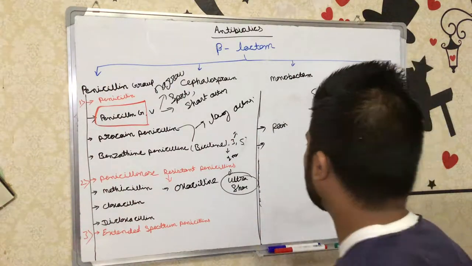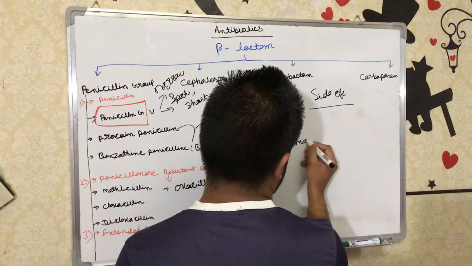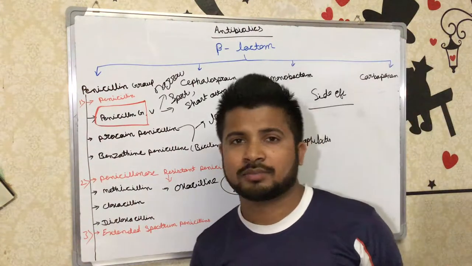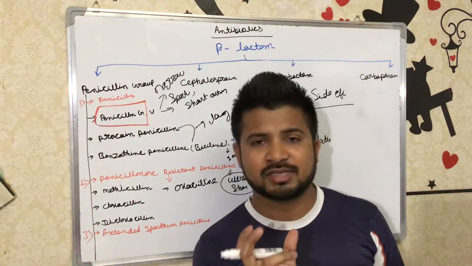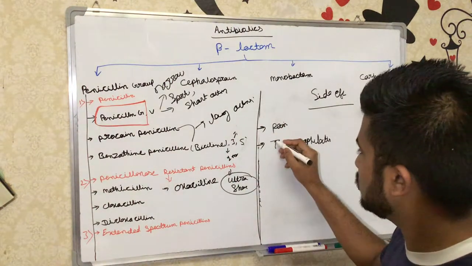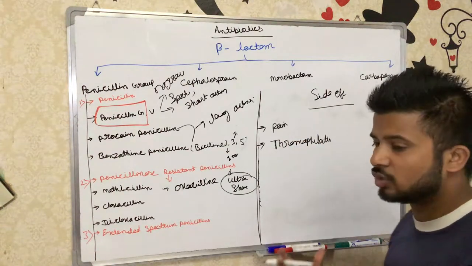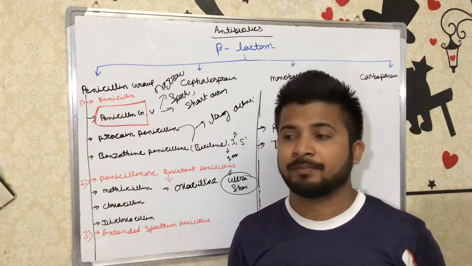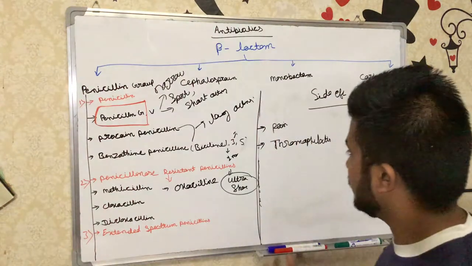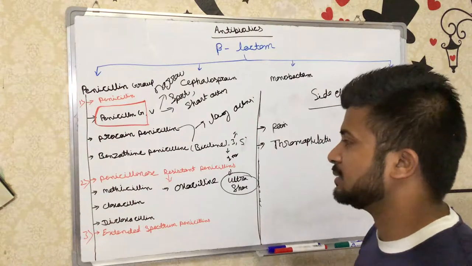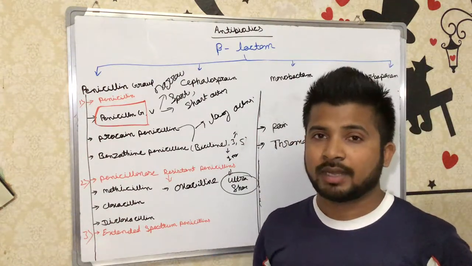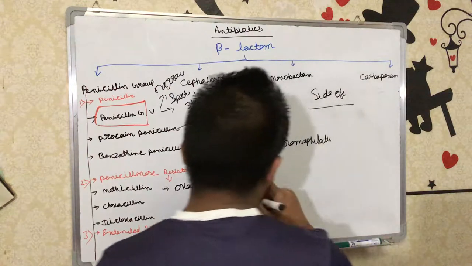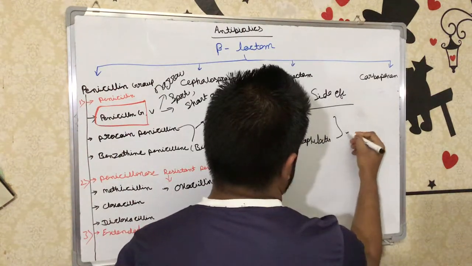After that, thrombophlebitis can occur. Thrombophlebitis. Why? Because it's a very bulky, or very viscous, molecule. That's why, if we give it intramuscularly, it will not easily spread to the surrounding area, and that's why thrombophlebitis can occur. It may also depend upon the way of injecting it, like which angle they give the injection at, and whether it's a deep intramuscular injection or not. After that, this is the local irritancy.